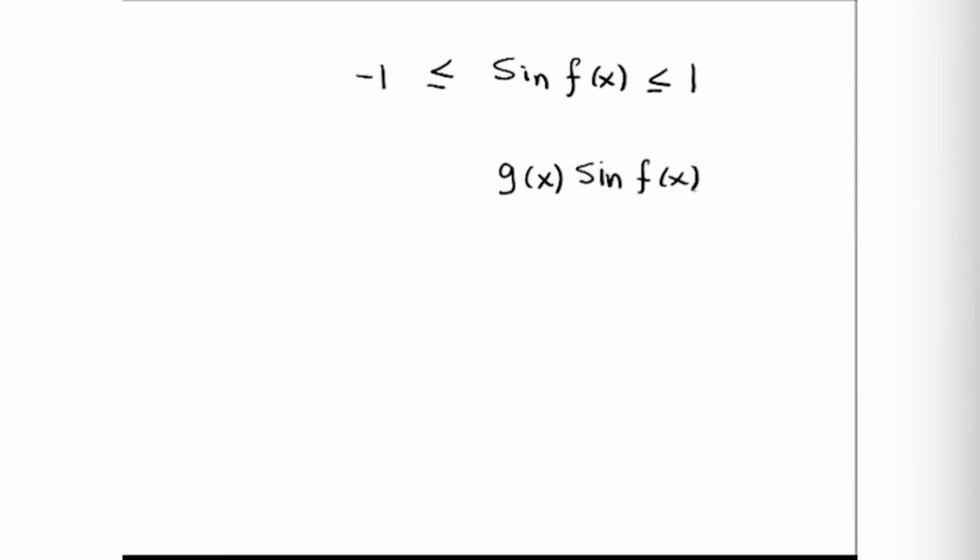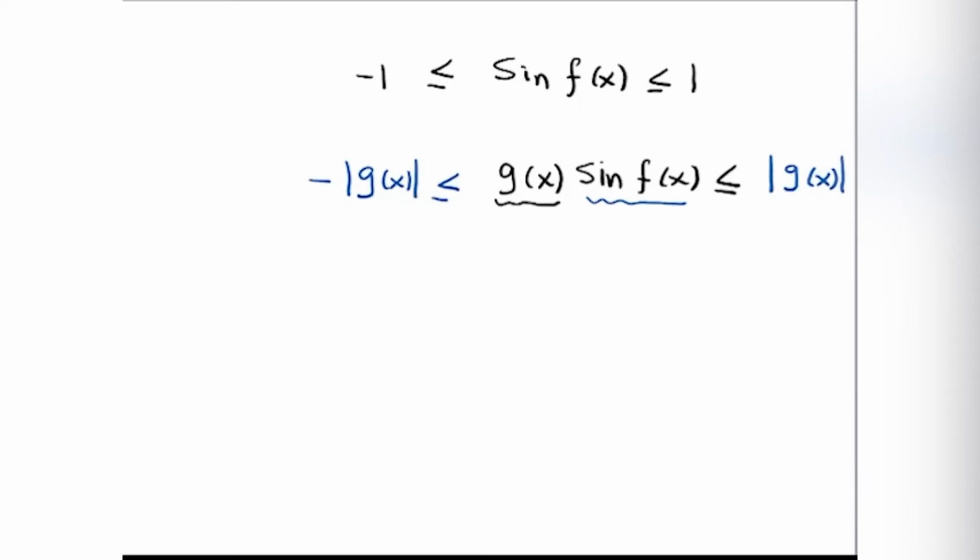Now, the maximum value that this quantity can take is g of x if it is positive, and if it's negative, it's going to be minus g of x. So in general, the maximum value is the absolute value of g of x, remembering that the maximum value of sine is just 1. And the minimal value is going to be minus the absolute value of g of x.